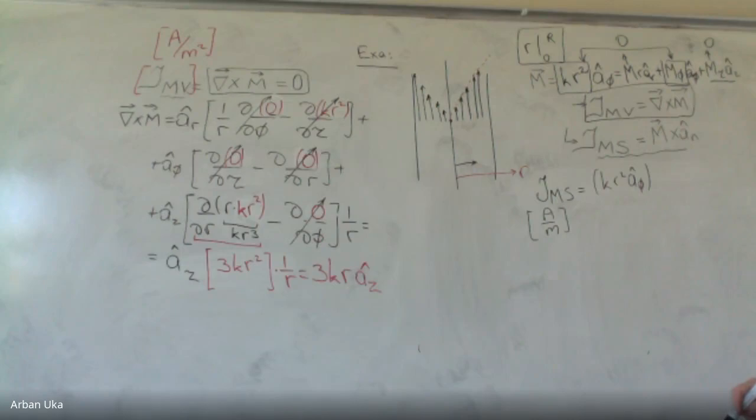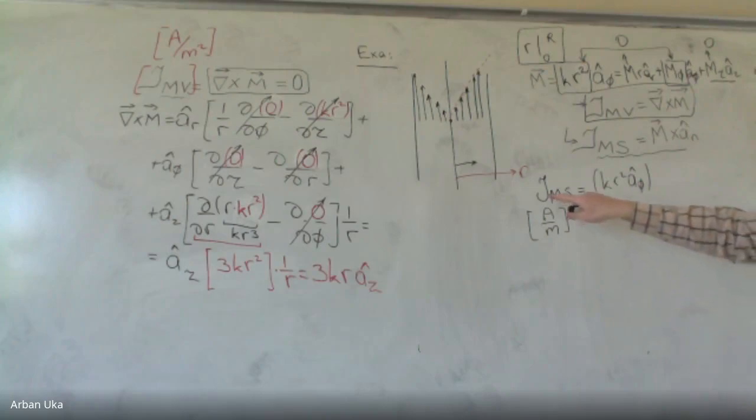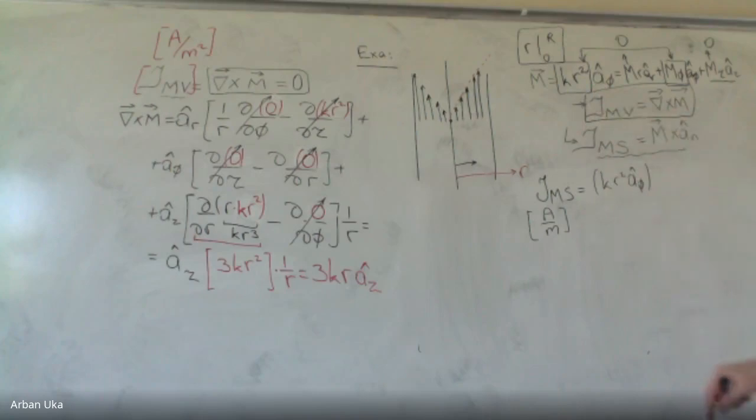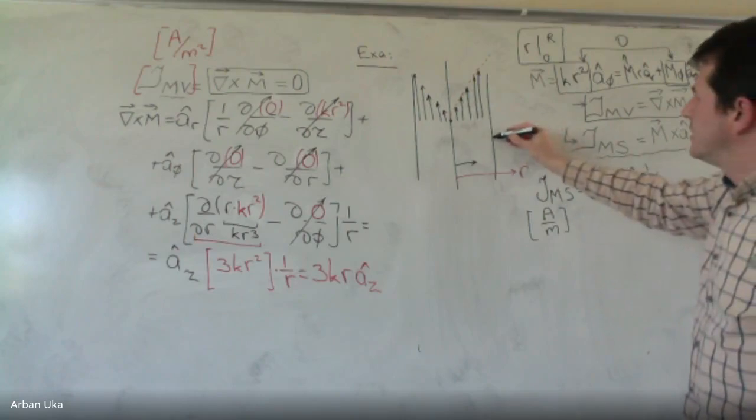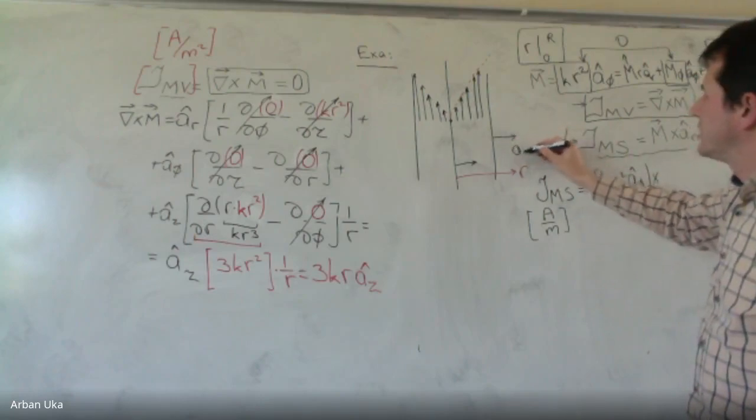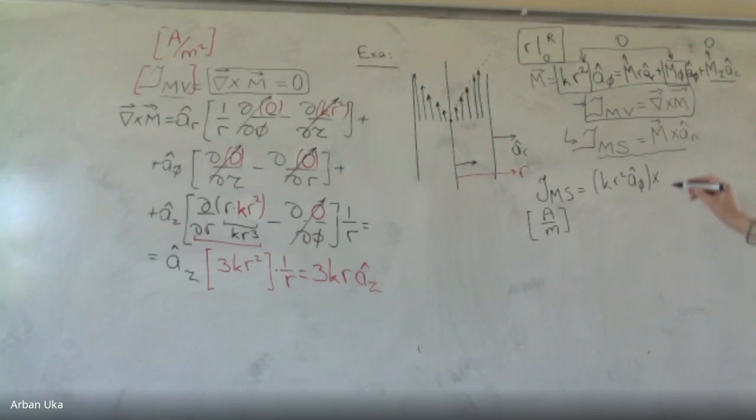No, sorry. I think I said something verbally which was not correct, so I can repeat it from the beginning. The current density is equal to the magnetization cross AN. Again, AN is going to be the AR. It's going to be such a vector. Cross AR.